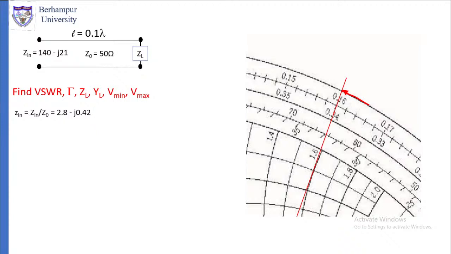So then find out what is the angle. Angle is given here. If you move in this direction, the counterclockwise direction, because we are moving towards the load, not towards the source. Now we are not moving towards the generator, we are moving towards the load. From the generator towards the load, we have to find out what is ZL.